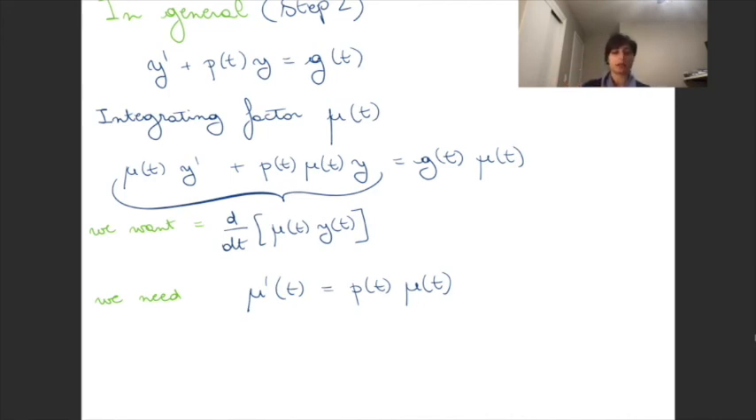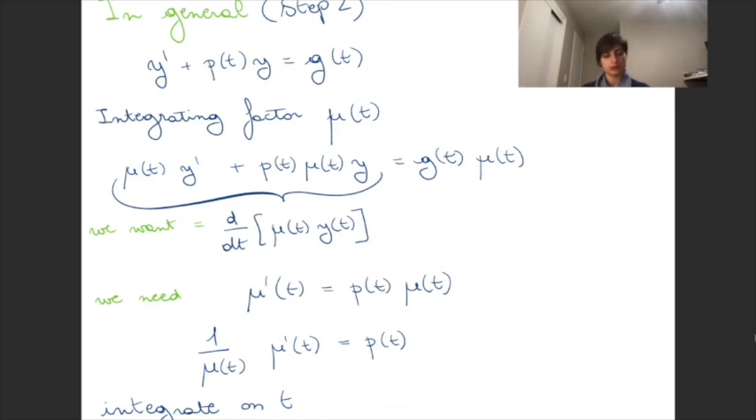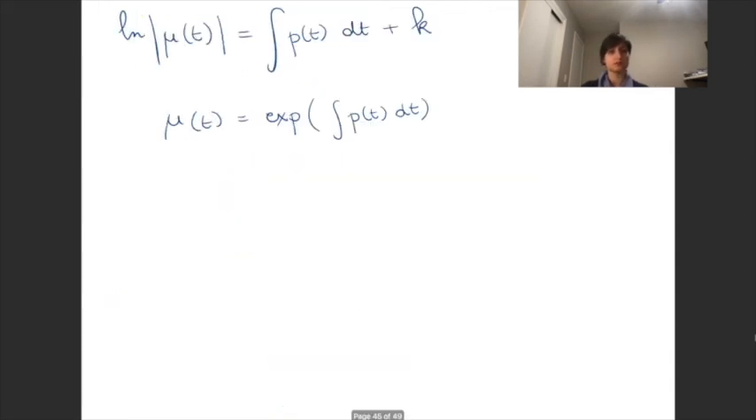This is something we can solve again, and we're going to do that. So first we're going to move mu(t) on the other side, such that only the left-hand side depends on mu(t). So we have mu prime divided by mu(t) equals p(t). Everything depends on time, so we can integrate on time both sides. The left-hand side, assuming that mu is never 0, becomes a logarithm of the absolute value of mu, while the right-hand side is the integral of p(t) with respect to t, plus k.